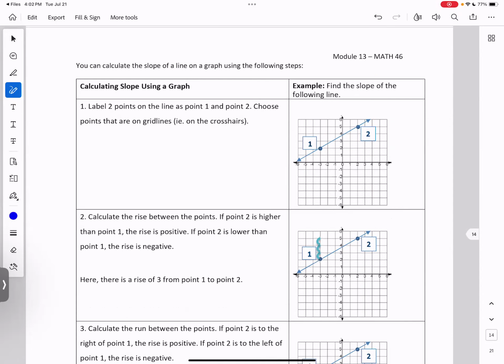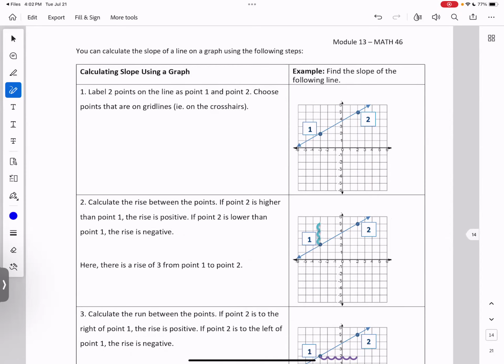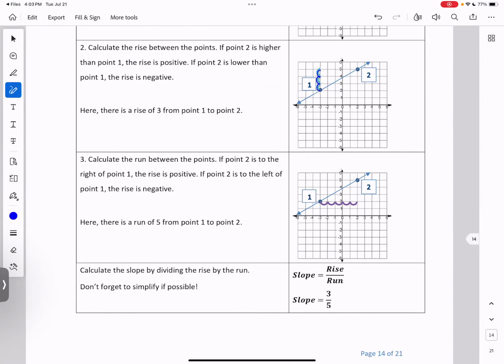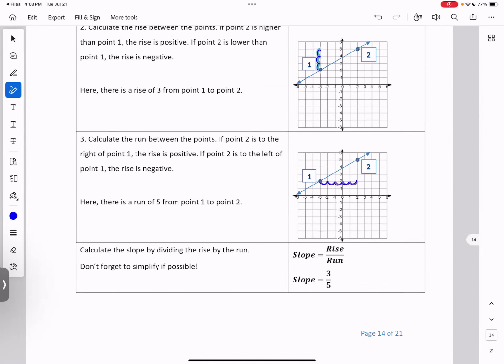And then we're going to calculate the rise between the points. So when I go from point 1 to point 2, I have to go up 3, which means my rise is positive 3. If I had to go down, it would be a negative number. So here we have a rise of positive 3. Next, we're going to measure the run from 1 to 2. If we're moving to the right, it's positive, and that's what we're doing here. So we're moving 1, 2, 3, 4, 5 units over to the right. So our run is positive 5. Okay, and so then you're just going to calculate your slope by rise divided by run, which in this case would be 3 over 5.